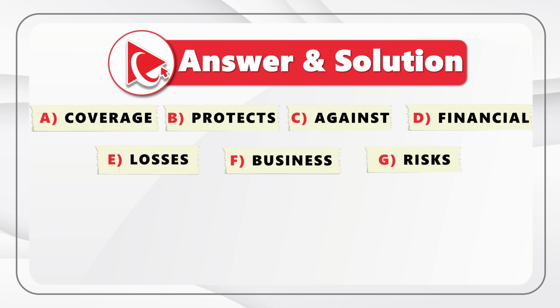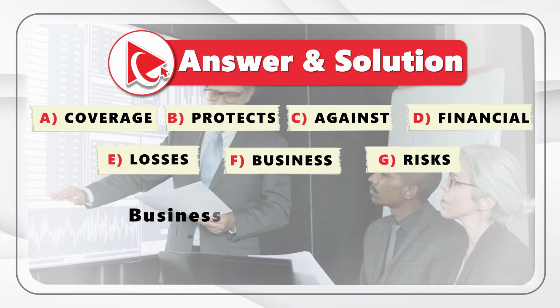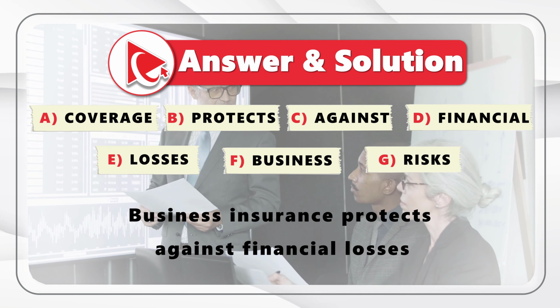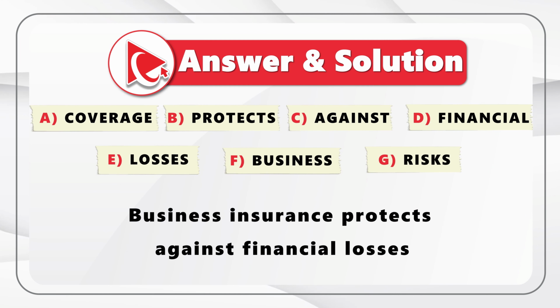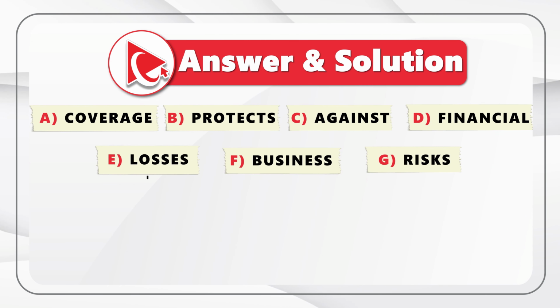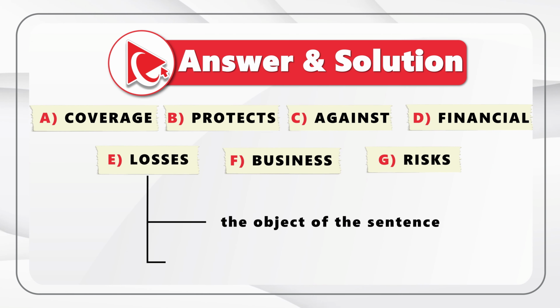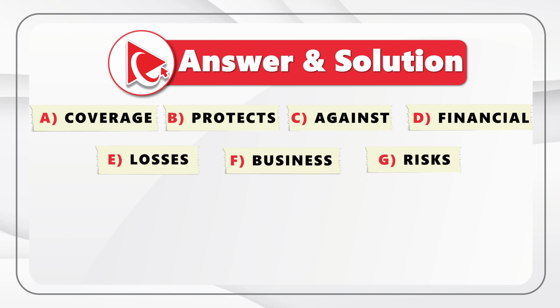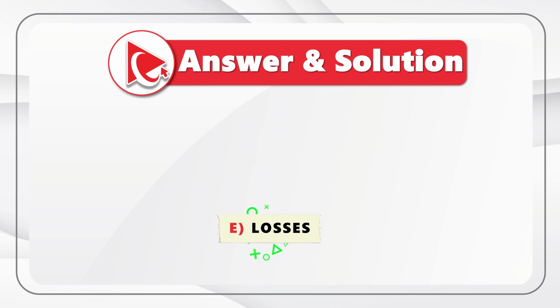Based on this information, let's build the sentence. Business insurance protects against financial losses. Based on this, we can determine that the last word in the sentence is losses. And this is the object of the sentence, and it also provides a specific type of protection. So I believe the correct answer here is choice E, losses.